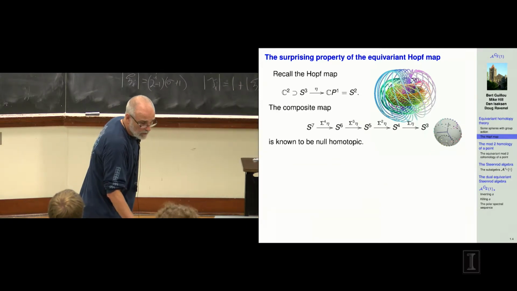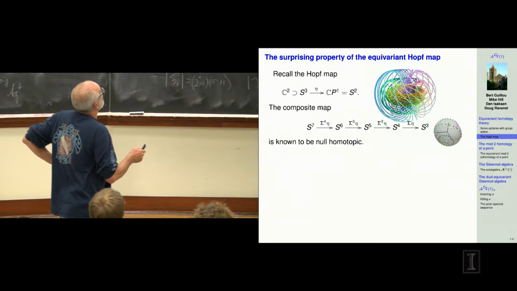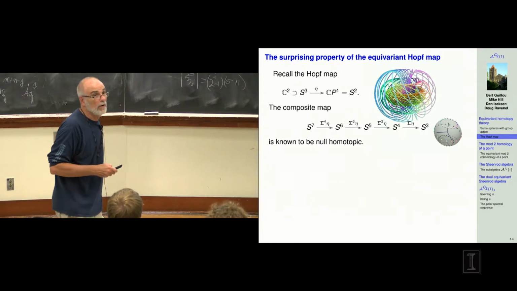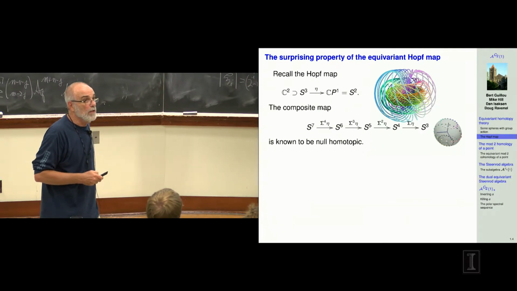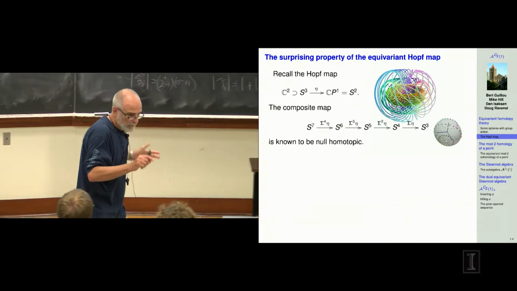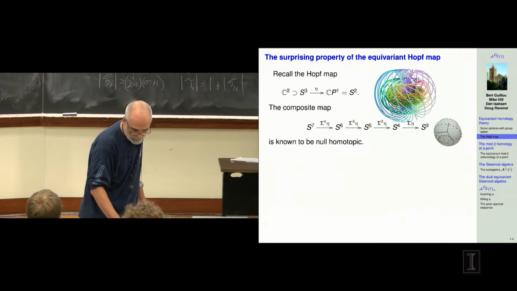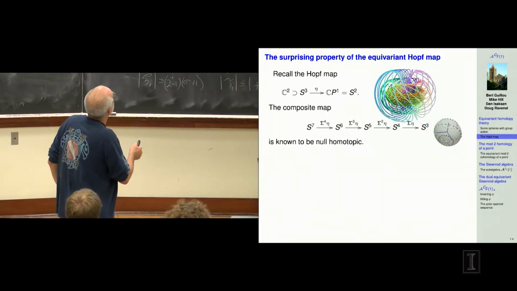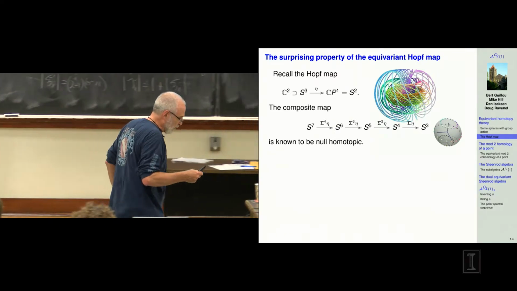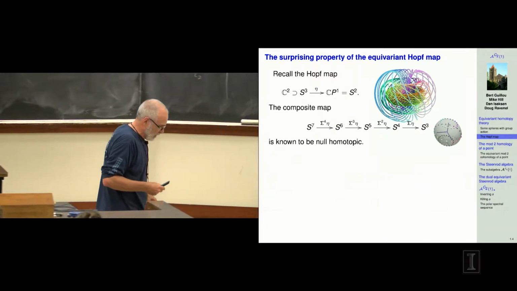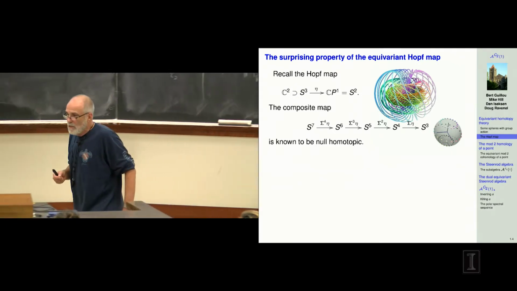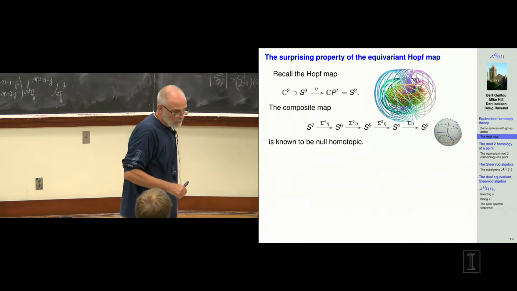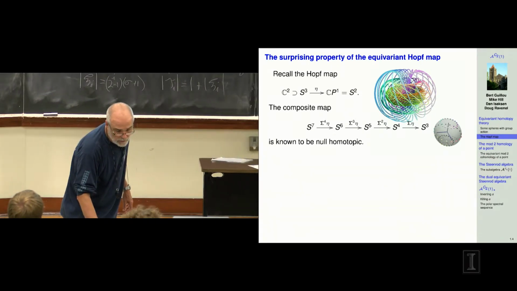Now, here's something we know about this. If you compose various suspensions of it, as indicated here, that composition is known to be null homotopic. This is probably due to Toda, but anyway, this has been known for 50 years. Now, what I'm about to explain to you is that there is an equivariant form of this in which no composition like this is null homotopic. So here's how we do this.